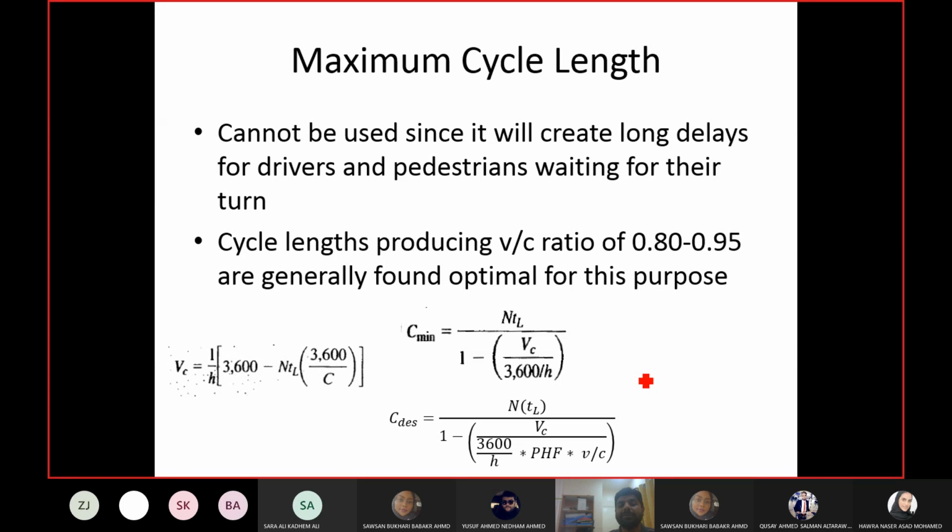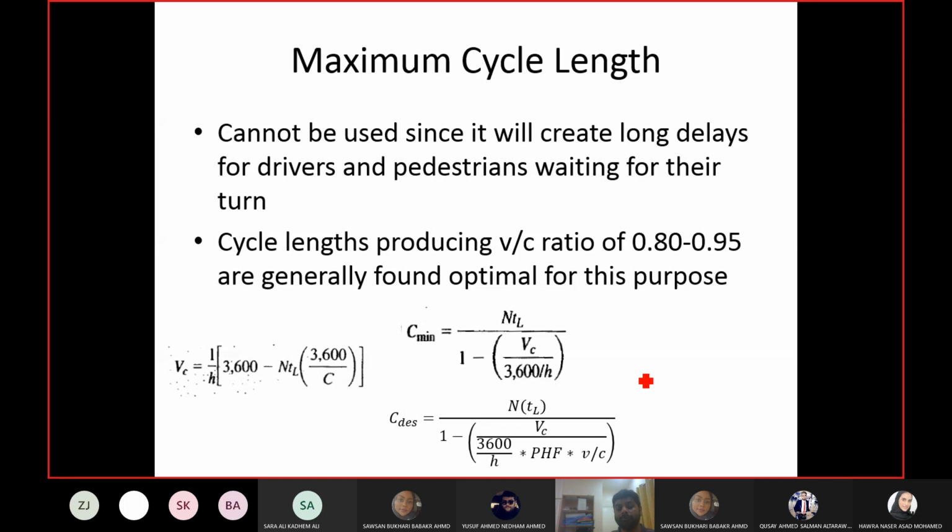What is V by C ratio? V means volume and C means capacity. So V by C ratio means existing volume to capacity ratio. Volume of the highway, volume of the intersection to the capacity of the intersection, this ratio. Now, if this ratio is more than 1, that means volume is more than capacity, which means traffic jam, queue, failure, so on and so forth. Volume should not be more than the capacity, right? Volume should be less than the capacity. So this ratio can be 1 or less than 1. 1 means volume is equal to capacity, which is also not good.